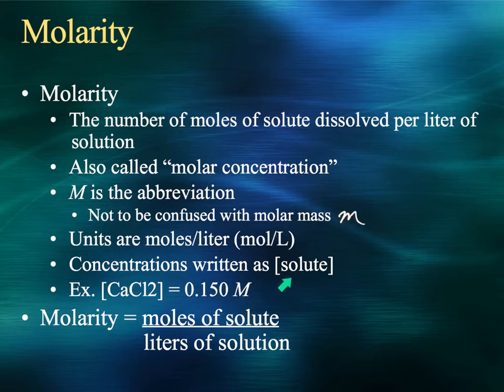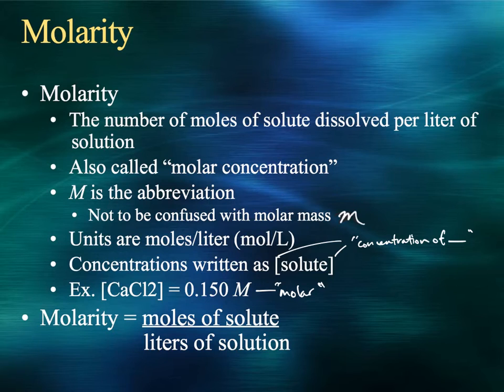Okay, so concentrations are written with brackets. The brackets mean concentration. So when you see these written, think in your head the concentration of whatever's in between the brackets. That's how you would read that verbally. So down below, the CaCl2, calcium chloride, you'd read that as the concentration of calcium chloride is equal to 0.150 molar. Or you could say 0.150 moles per liter, but that's how that is read.